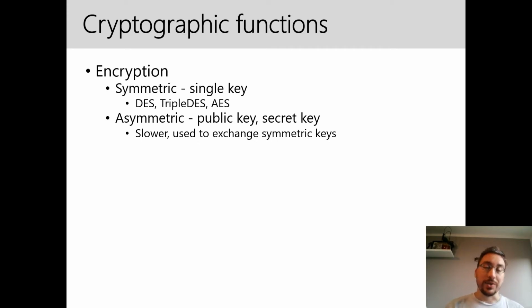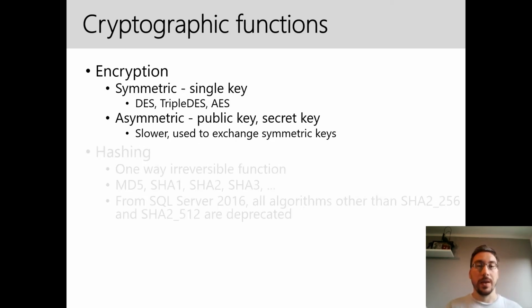In asymmetric encryption, however, we have two keys, a public key and a secret key. Basically, we encrypt with one and decrypt with another. It's much slower than symmetric encryption, and it's usually used to securely exchange symmetric keys.